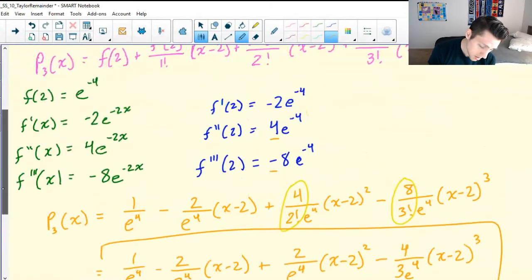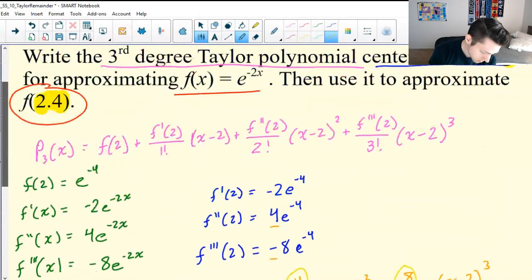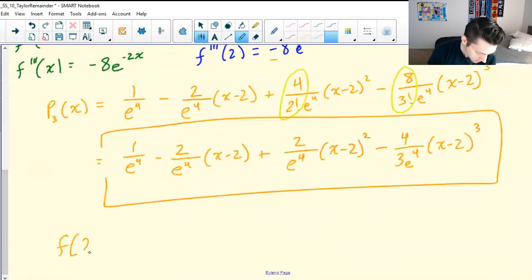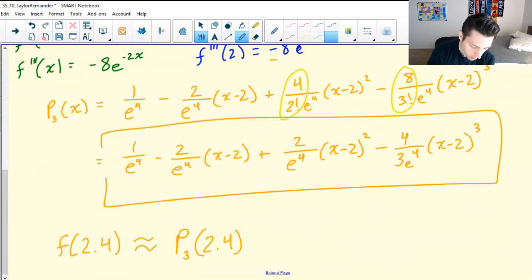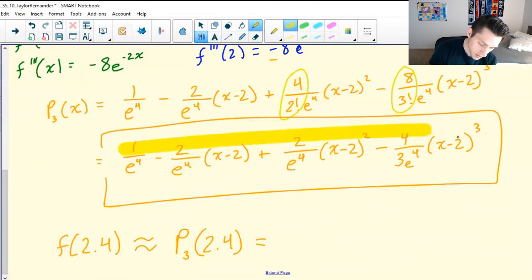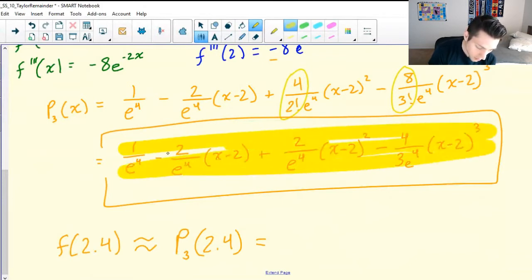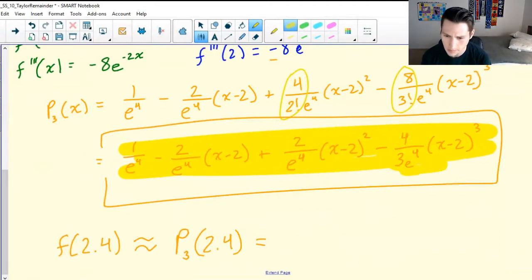But the next part said, well, actually approximate 2.4. So f of 2.4 would be approximately the same thing if I took my Taylor polynomial and plugged in 2.4. All right, so if we took this wonderful equation and plugged in 2.4 for x, then what is the actual approximation we get? I don't know, but we could just type that into our calculators.